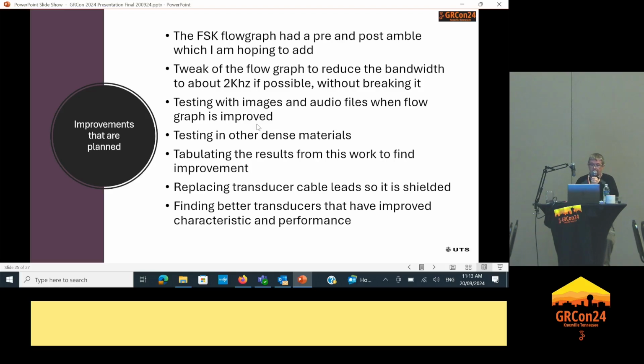I also want to test it with images and audio files once the flow graph is improved, and also test with other dense materials like rock and other hard materials. I still have to do some testing on that, and basically tabulate the results from these improvements. And maybe the transducers: I don't have any shielding on them, but I want to put something like ground shielding on them, and find better transducers with improved characteristics and performance.